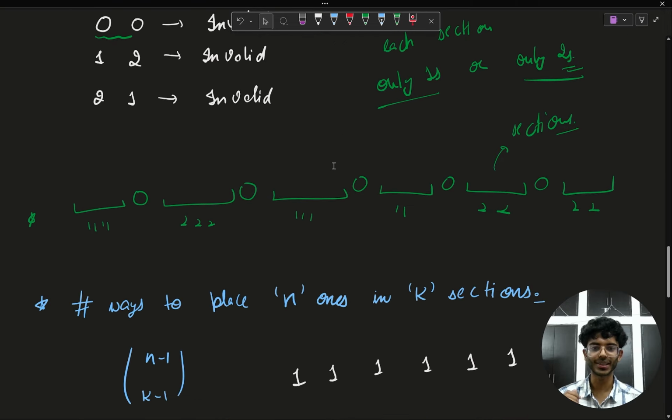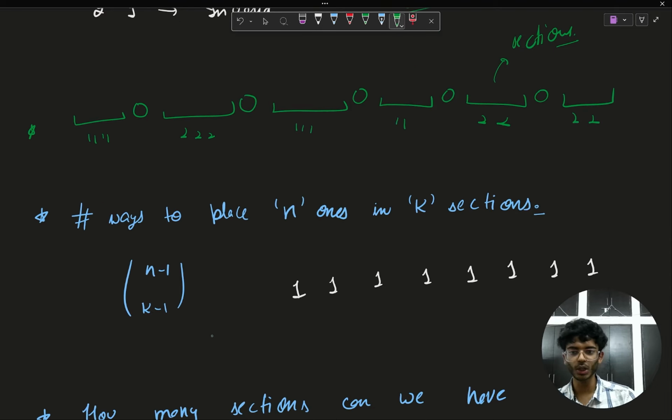So now, what are the number of ways? Let's say we are given k sections, and we want to place some n number of ones. What are the number of ways to place n ones inside these k sections? It turns out it is equivalent to n minus 1 choose k minus 1. Why? Think of it as we are given n ones over here, and we need to divide them into k sections. So we'll place k minus 1 bars inside these. If we place 3 bars like this, it's going to get divided into 4 sections, each with some different number of ones.